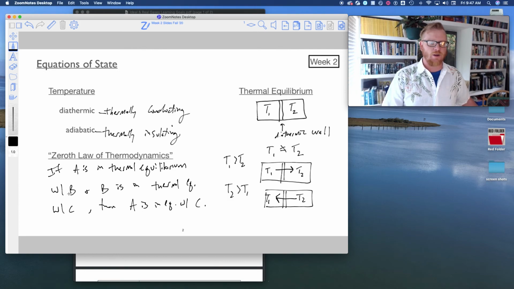If A is in thermal equilibrium with B and B is in thermal equilibrium with C, then A is in thermal equilibrium with C. Okay, that's the zeroth law of thermodynamics. So that's the simplest way we can start. That's more or less all of the general review I'm going to do on equations of state. From here on out, we're just going to be applying these equations of state. All right?